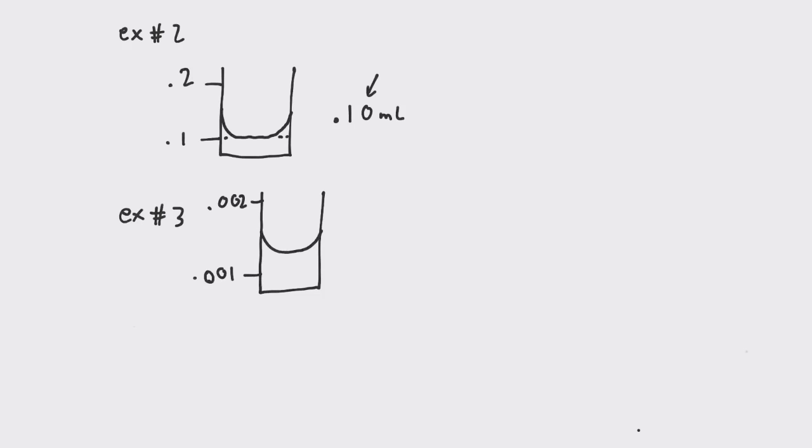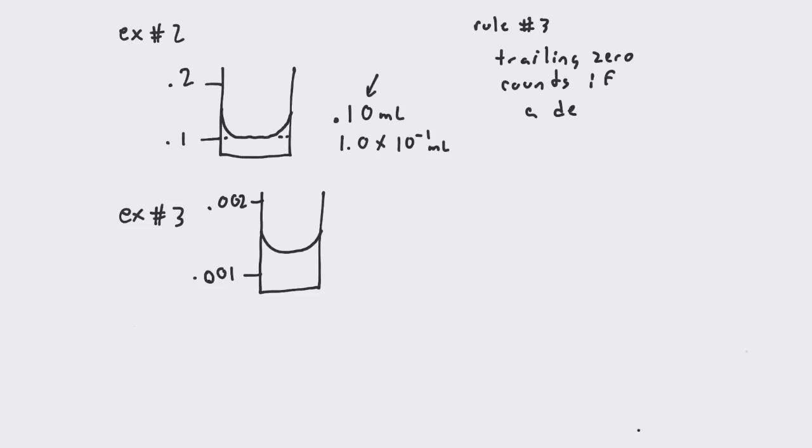And therefore, if we put this in scientific notation, we're going to write 1.0 times 10 to the negative 1 milliliters, and that 0 will stay. And so rule number 3 is that a trailing 0 counts if a decimal is present.